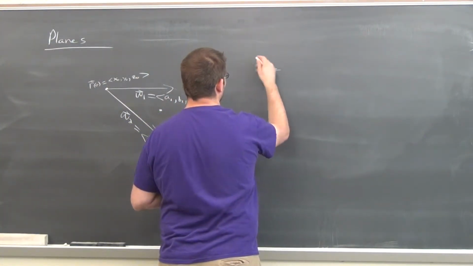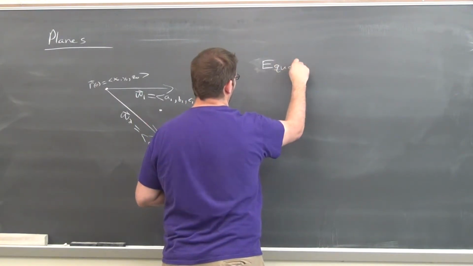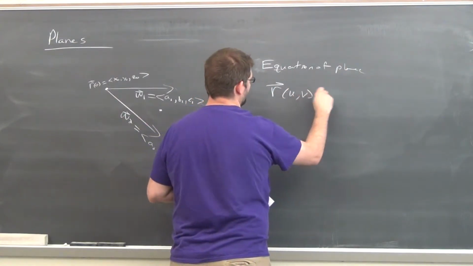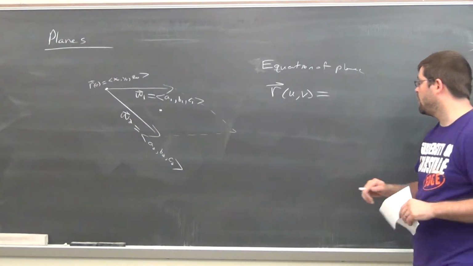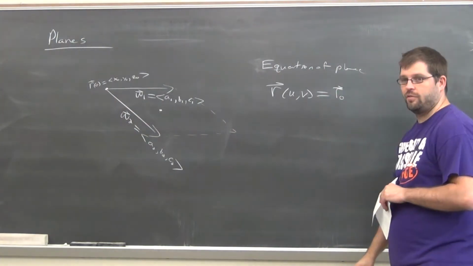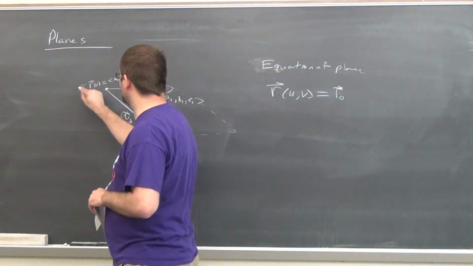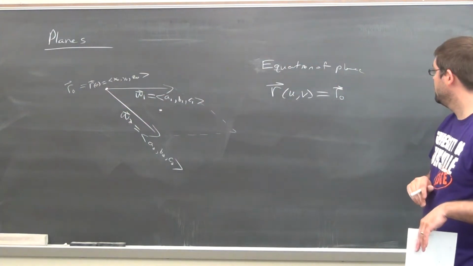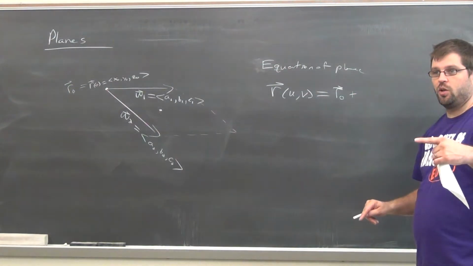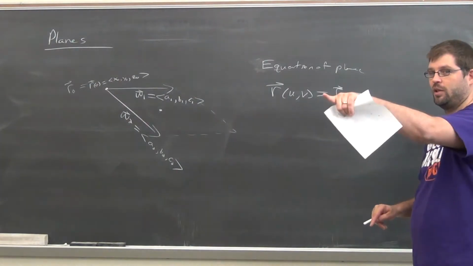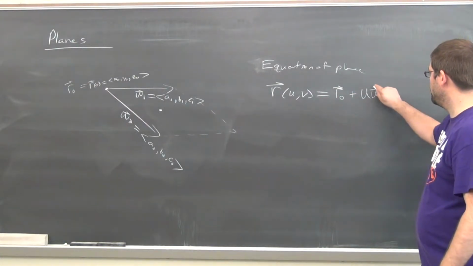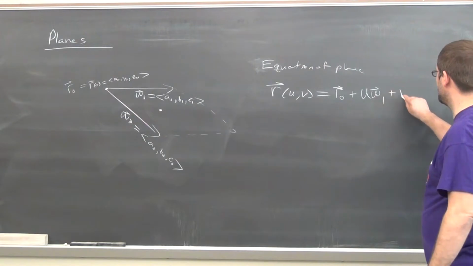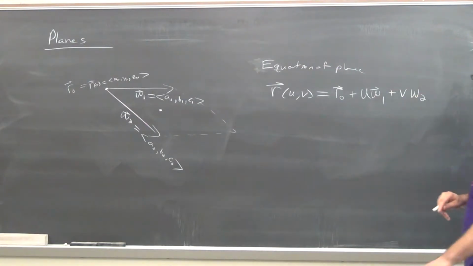So the equation of the plane should just be R of u,v, and so it's your starting position, the R sub 0, right? The vector, I called it R of 0 here. So you have that starting vector, it's really just a point. And then you can go some amount in the direction of W1, again this could be backwards, but that's just u times W1, right? And so you can go as far in that direction as you want, and then you can go as far in the W2 direction as you want, so v times W2.